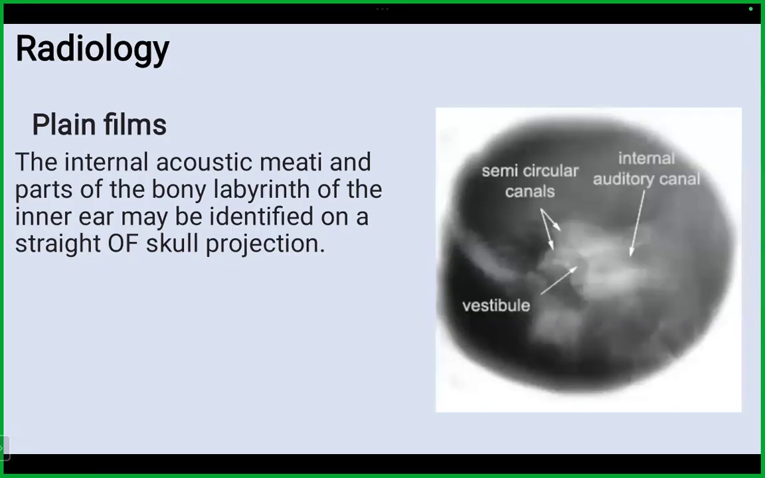Radiology. A plain film. The internal acoustic meati and parts of the bony labyrinth of the inner ear may be identified on the straight occipitofrontal skull projection, as shown in this picture: semicircular canals, internal auditory meatus, and the vestibule.